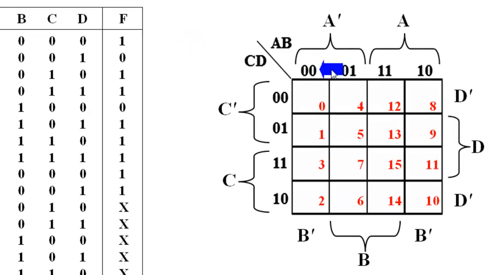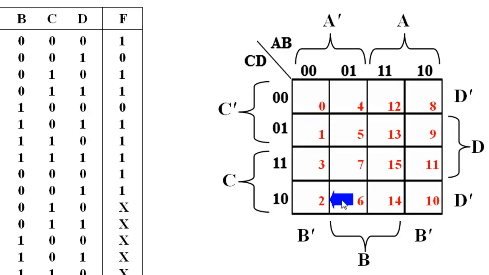The values of AB are written in the sequence 0 0, 0 1, 1 1, and 1 0. And in the same sequence we write the values of CD: 0 0, 0 1, 1 1, and 1 0. For this square, the values of AB and CD are 0 0 0 0. And this is equivalent to 0 in the decimal notation, so we write 0. For this square, the values of AB are 0 0, and CD 0 1. 0 0 0 1 is equivalent to 1 in the decimal notation, so we write 1.